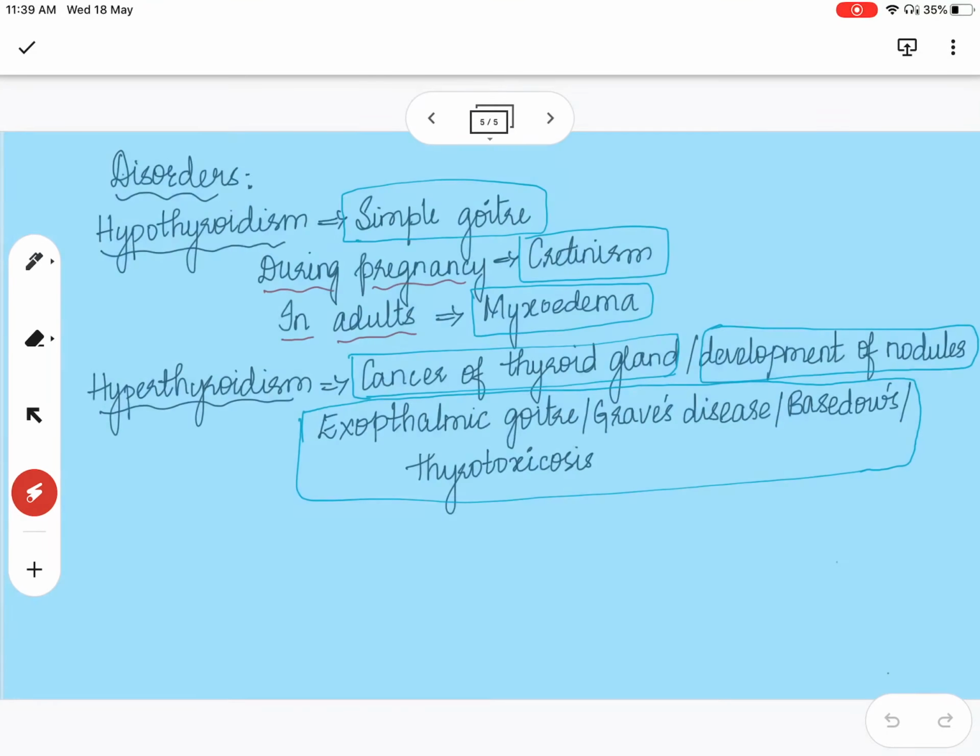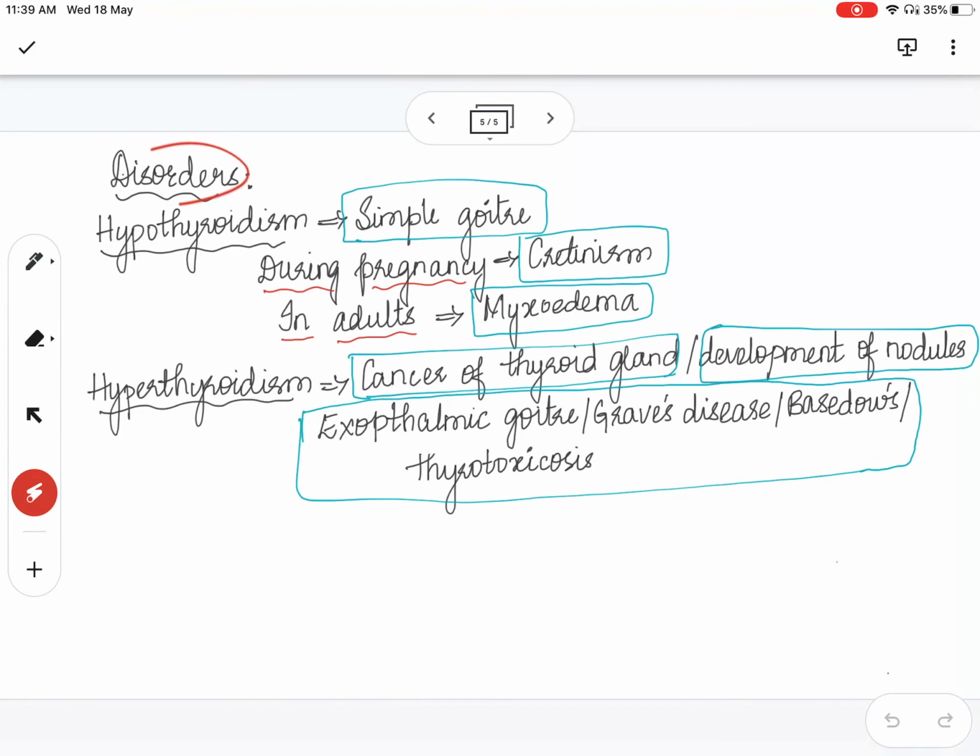Then coming to the last part of it, disorders. So which are the categories of disorders? First, starting with hypothyroidism. That means less secretion. Deficiency of iodine in food results in simple goiter. If it is seen during pregnancy, then it results in cretinism. Hypothyroidism will cause defective development and maturation of the growing baby, and the condition is called as what? Cretinism. That means low IQ, all of those conditions will be seen. The growth will be less, mental retardation will be there, deaf mutism will be seen.